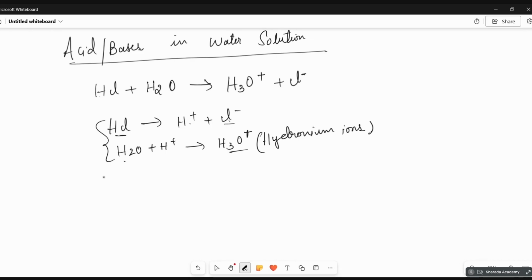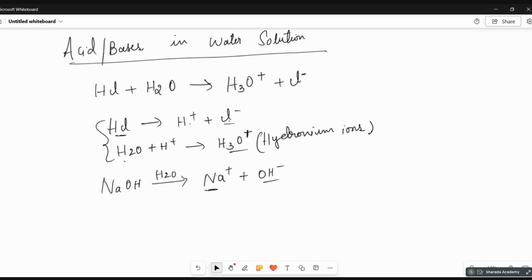And when you consider a base, for example NaOH, what happens to NaOH? In the water, it splits into Na plus and OH minus ions. The measure of these OH minus ions will give you the pH value. If it is more, the pH value will be more. So this is about bases. To indicate whether it's a base or not, it should be dissolved in the water. Then it will give the litmus test.